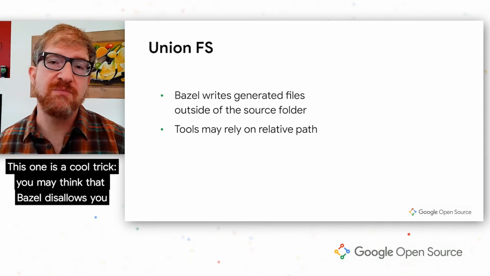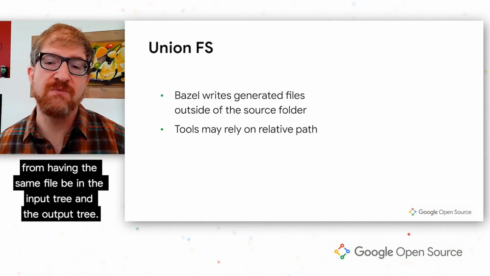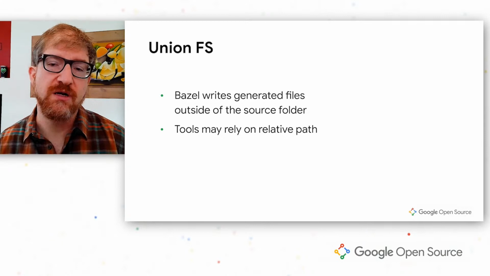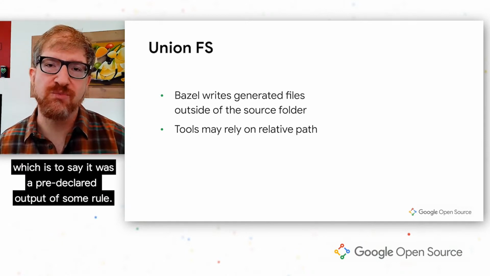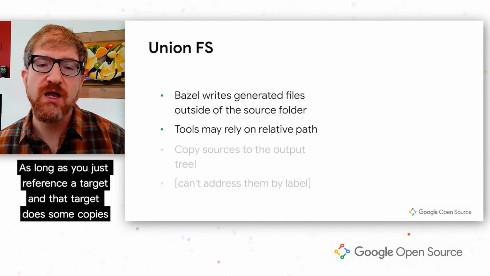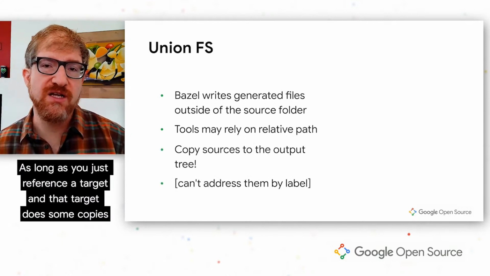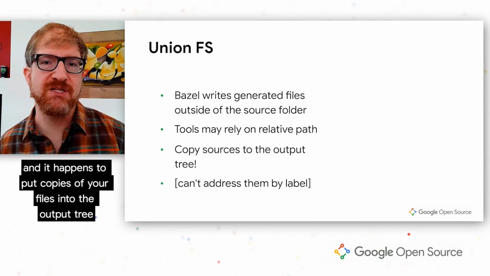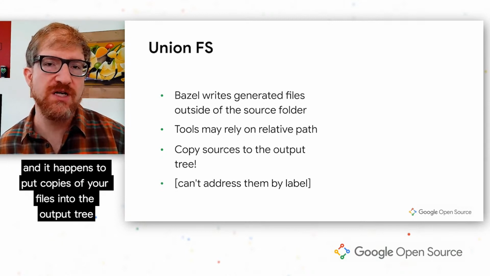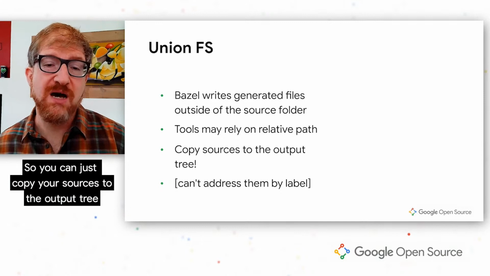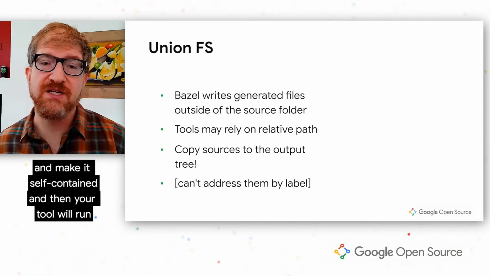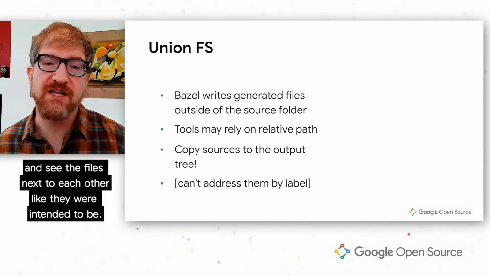You may think that Bazel disallows you from having the same file be in the input tree and the output tree. But this is actually only true if the output is labeled, which is to say it was a pre-declared output of some rule. As long as you just reference a target and that target does some copies and it happens to put copies of your files into the output tree, Bazel doesn't know about that and it works fine. So you can just copy your sources to the output tree and make it self-contained, and then your tool will run and see the files next to each other like they were intended to be.